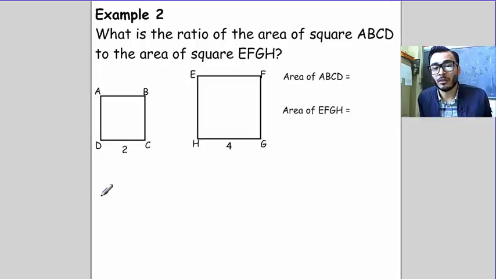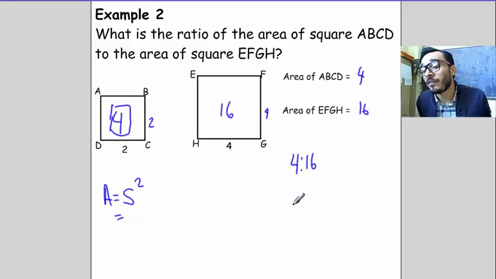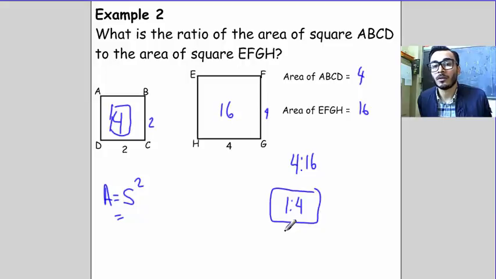So the area of this square, in case you forgot, the area of a square is just take the side and square it. So the area of this square is 4. Right, that's the area of this square. And the area of this square is 16, right? 2 times 2 times 2 is 4, 4 times 4 is 16. So area ABCD is 4, and the area of EFGH is 16. So it's a 4 to 16 relationship, but when we simplify that, it simplifies to a 1 to 4 ratio. So that is our answer. It's a 1 to 4 ratio. The ratio of the areas is 1 to 4.